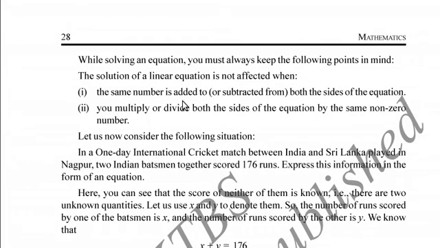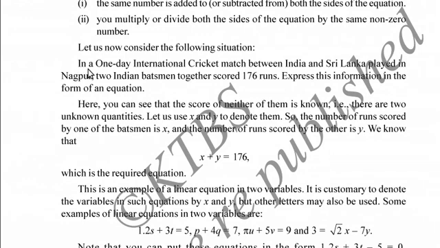We know that while solving equations, there are two things we have to remember. First, the same number should be added or subtracted on both sides of the equation. Similarly, the same number should be multiplied or divided on both sides of the equation, except 0. You cannot multiply or divide a number by 0.